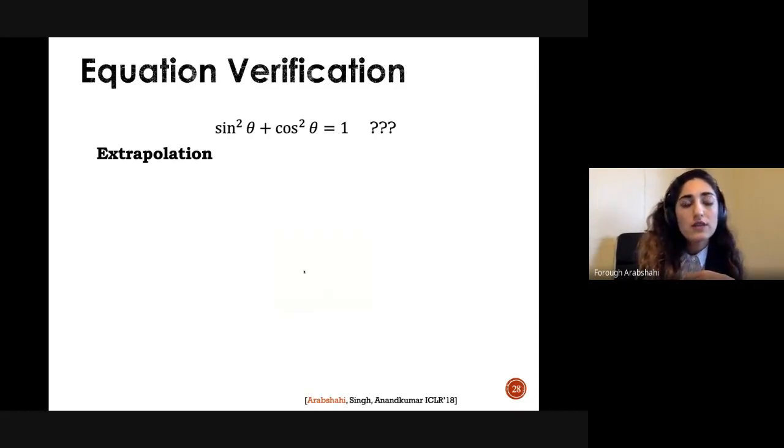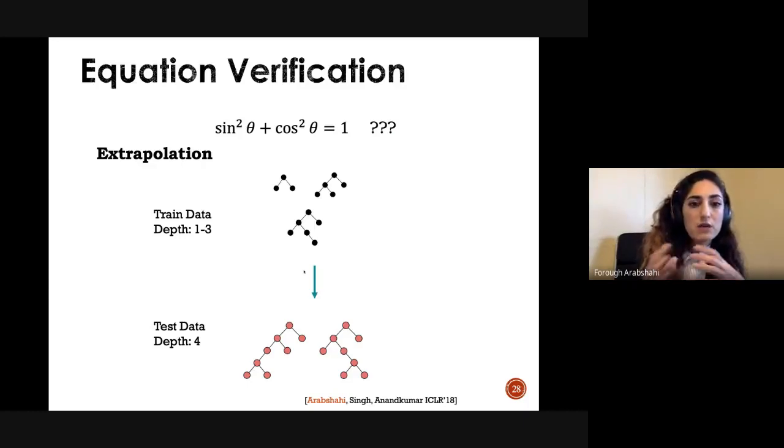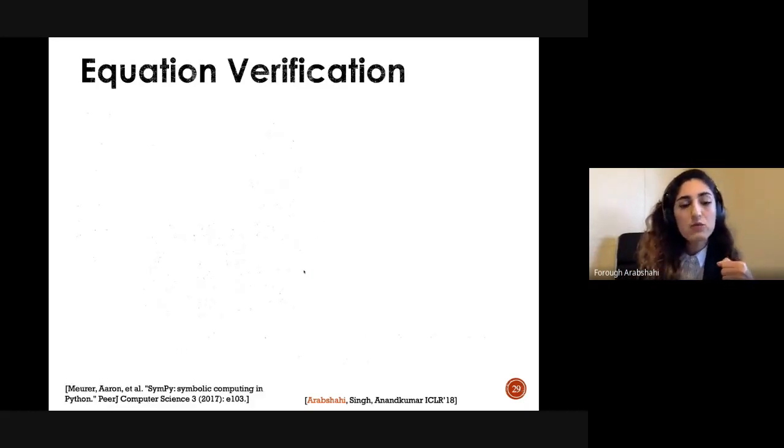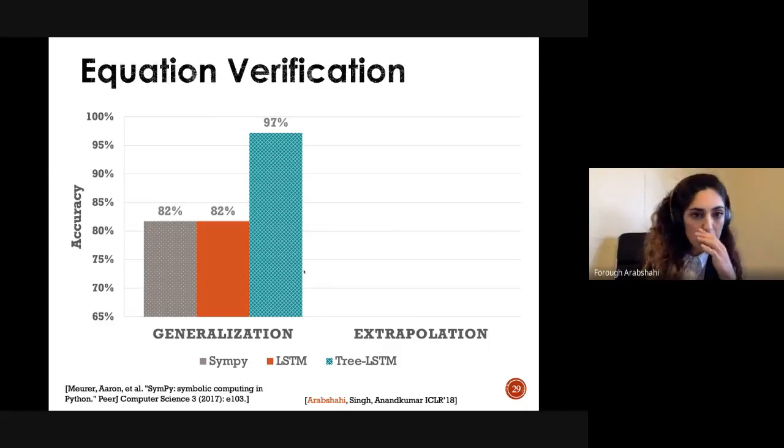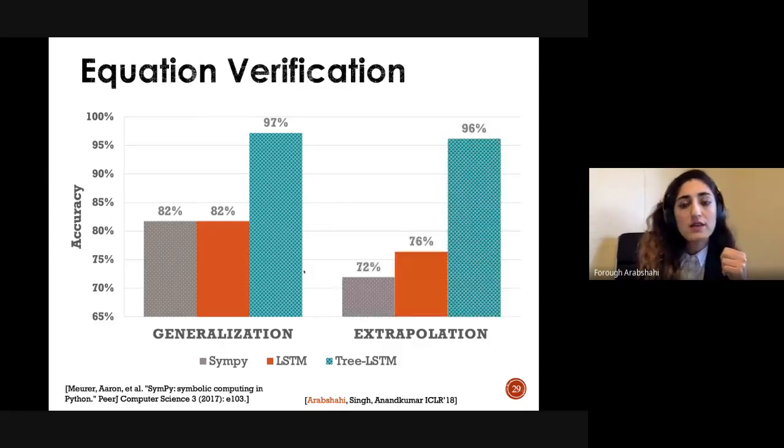Okay, so in the second evaluation, I want to see how well the model extrapolates to a harder mathematical problem. So what I do is I keep equations of depth 1 through 3 in my train and test the model on equations of depth 4, which are longer and deeper expressions, so potentially harder. I'm going to show you the performance side by side with the previous evaluation. And you can see that the performance of the symbolic solver and the chain structured model drops drastically, whereas the performance of the tree structured model drops only by 1%. And this shows the effect of hierarchical structures allowing us to achieve extrapolation.